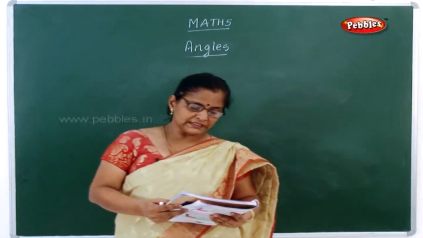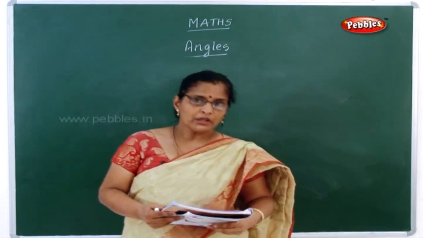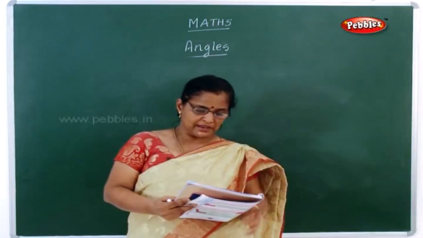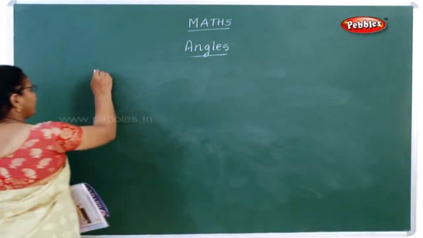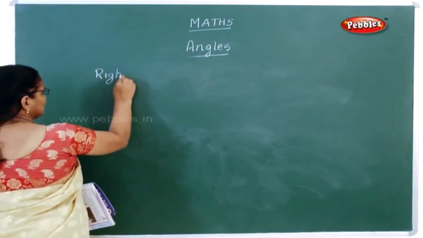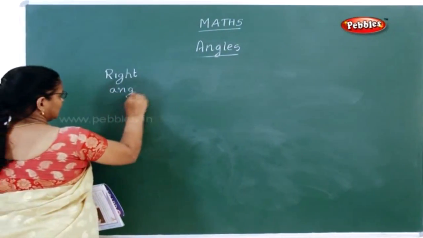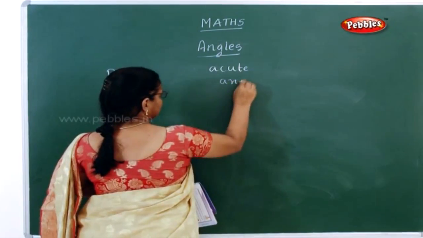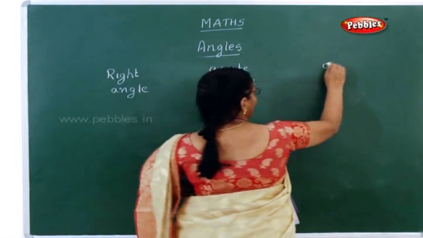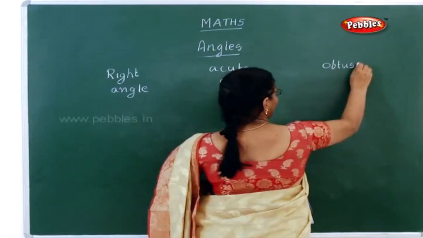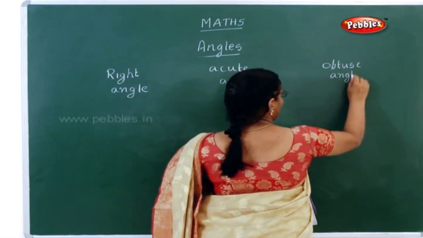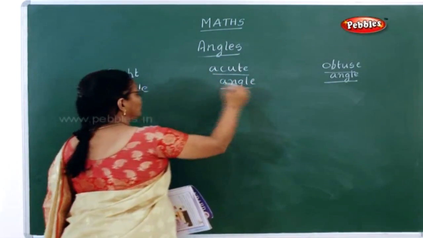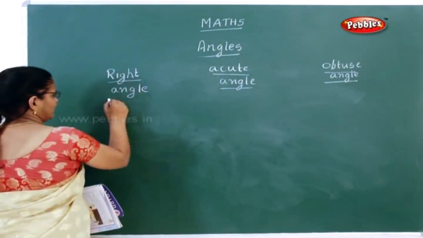See, the next one is the activity given in your book. By using the angle tester, go around your classroom and look for a right angle, an acute angle, and an obtuse angle. With your angle tester, go around the classroom and find all these three things: right angle, acute angle, and obtuse angle.